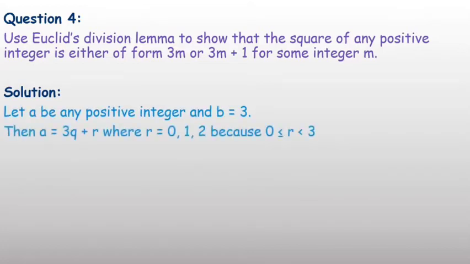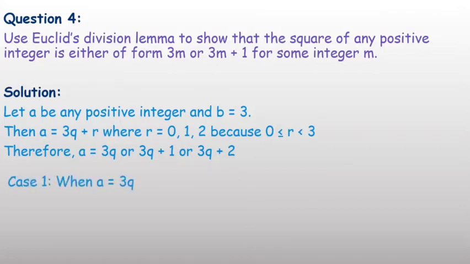Now next question number 4 of exercise 1.1 is: square of any positive integer is of the form 3m or 3m plus 1. Let a equal to 3q plus r, where r equal to 0, 1 or 2. Means numbers we can write in the form of 3q, 3q plus 1 or 3q plus 2.